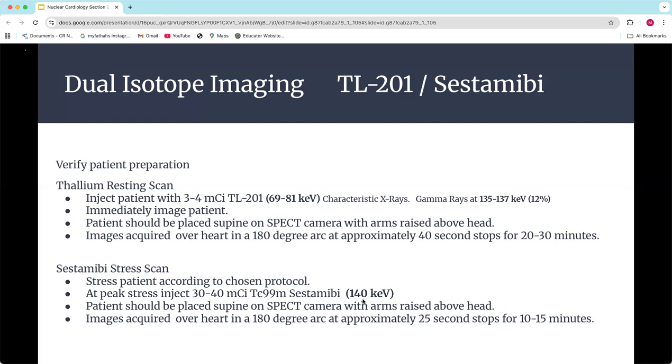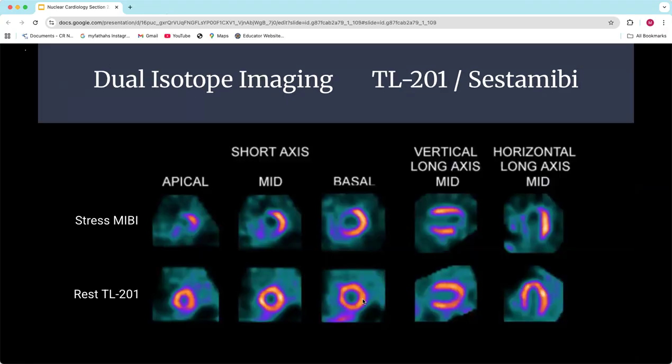And this was one of the first ways that they said, okay, we can do a 1-day protocol. We just do dual isotopes and we can image it that way. Okay. And so here's an example of dual isotope imaging. Again, I'm not going to spend a ton of time here, especially since we're running out of time, but you can see that in the stress we have a defect, and in the rest it was filled in with thallium. And so this is a positive scan.